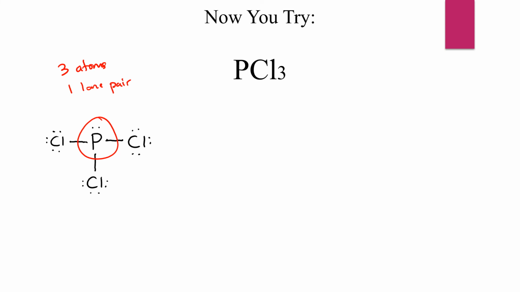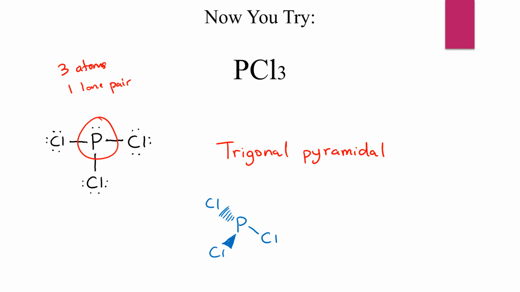So the shape is trigonal pyramidal. So I can draw the shape with the P and the Cls like so, or I can draw it with the sphere, y'all. So again, I know the Cl legs are kind of like a tripod. Okay, there we have it.